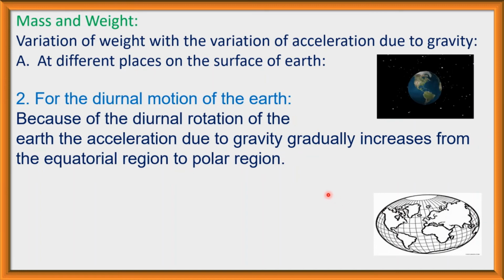So in this case also the value of g is maximum at polar region and minimum at equatorial region. We know for the shape of the earth, the value of g is maximum at polar region and minimum at equatorial region, and due to the diurnal motion of the earth, the value of g is also maximum at polar region and minimum at equatorial region. So if we move from equatorial region to polar region, the value of g will gradually increase.